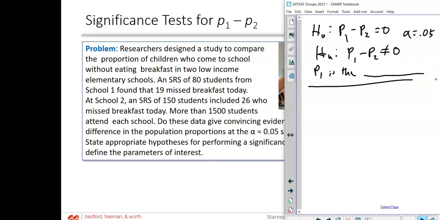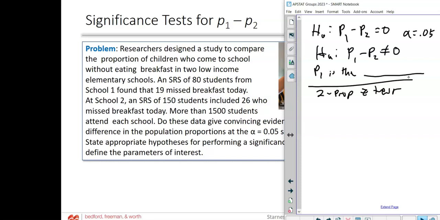Plan. Name the test. This is called a two-prop z-test. If you wanted the formal name, I believe it's called a two-sample z-test for P1 minus P2. But that's the name of the calculator, and that's really helpful to know when we get to that step. Kind of double-check your answers here.